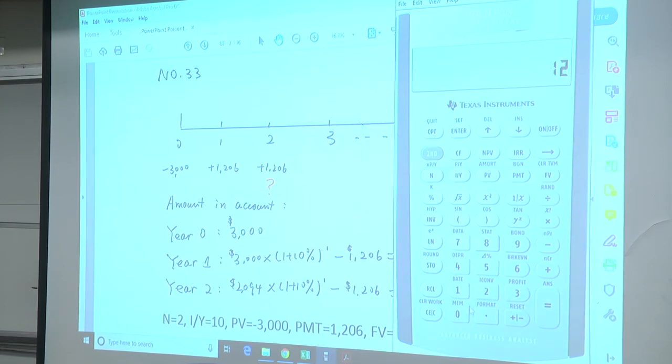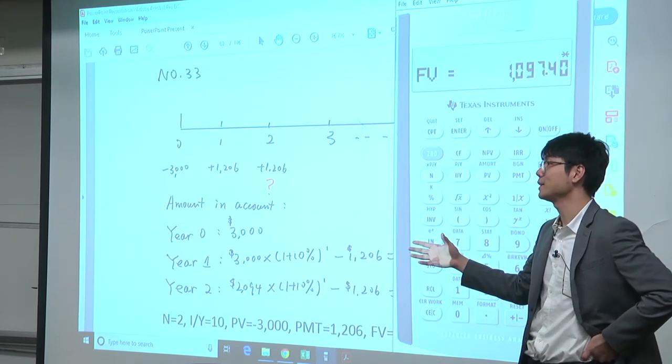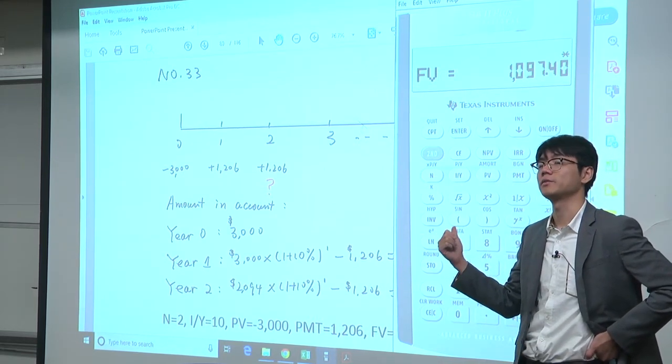And 1206, that's your payment. Then you press compute, future value. Okay? Is that sign correct? Yes, I still have that. I can withdraw that amount at the end of 2 years, right? So that's the amount left over in the bank.